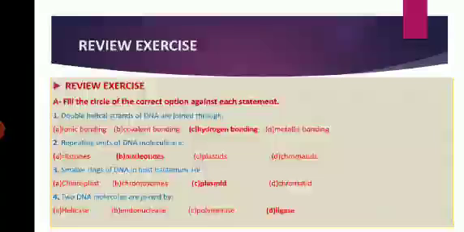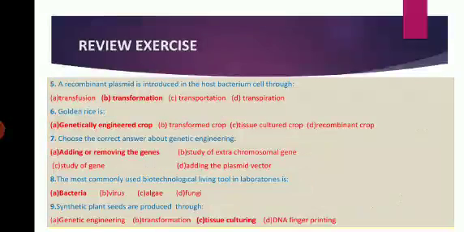Then MCQ number 4: two DNA molecules are joined by helicase, endonuclease, polymerase or ligase? The right option is option 4, that is ligase. Now MCQ number 5: a recombinant plasmid is introduced in a host bacterium cell through transfusion, transformation, transportation or transpiration? The right answer is option number 2, that is transformation.